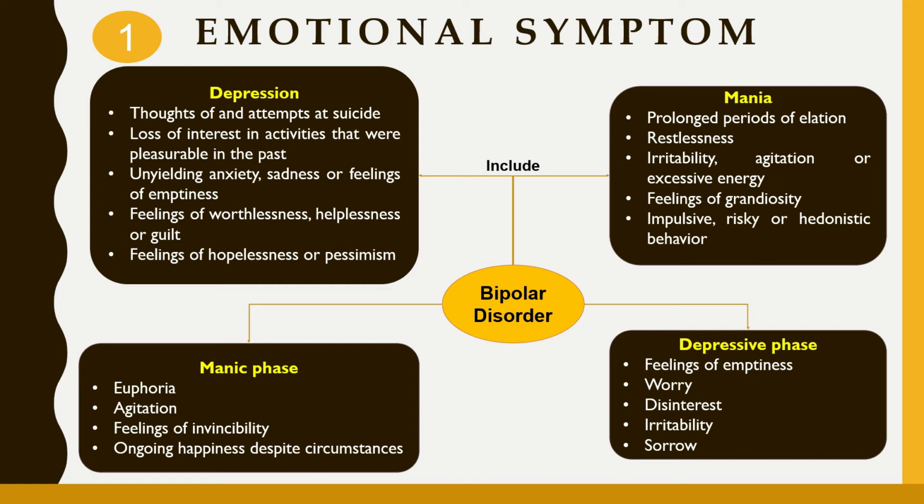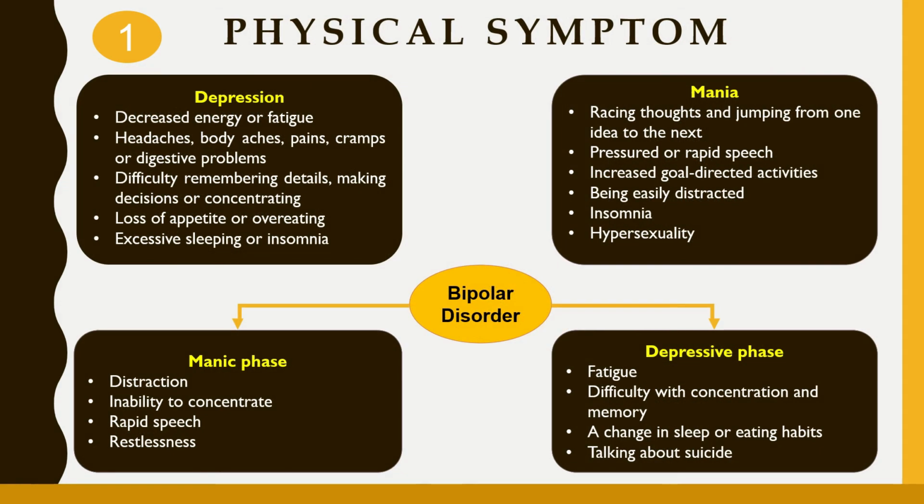There are two types of state in bipolar disorder, which are the manic state and the depressive state. Different states will have different emotional symptoms. The manic phase includes euphoria, agitation, feeling of invincibility, and the last one is ongoing happiness despite circumstances. For bipolar disorder associated with the depressive state, the emotional symptoms are feeling of emptiness, worry, disinterest, irritability, and the last one is sorrow. Now I would like to share with you the physical symptoms of mood disorder.